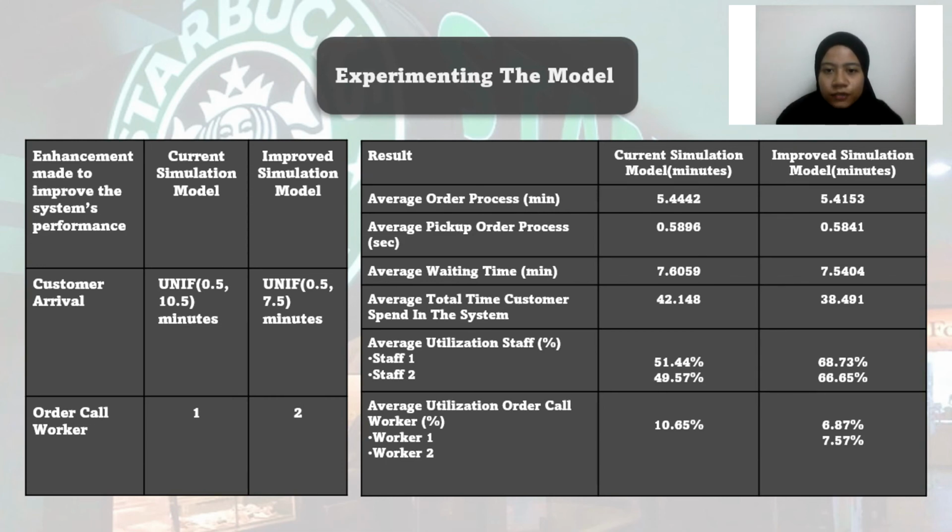As we can see, for the average total time customers spend in the system, in the current simulation model, the customer spends about 42.148 minutes in the system. However, when the improvement has been made, the total time has been reduced to 38.491 minutes. As for the average utilization, for staff 1 and staff 2, the average utilization has increased, which means that the staff have received many customers at the order counter. As for the average utilization of the order call worker, since we added another call worker, we can see that the average utilization has decreased, which means that the order call worker's job will be distributed accordingly.